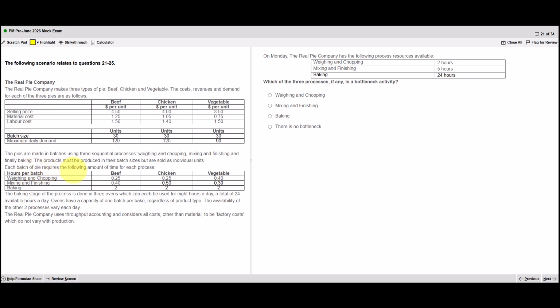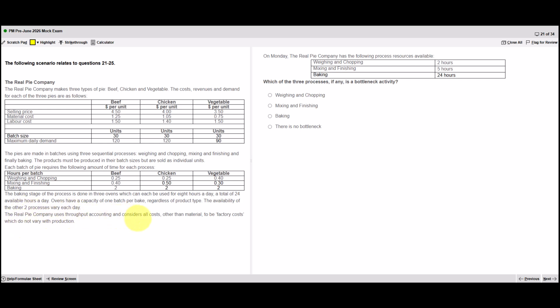Each batch of pie requires the following amounts of time for each process: beef, chicken and veg. The baking stage of the process is done in 3 ovens, which can be used for 8 hours a day. Total of 24 is available, so 8 lots of 3. Ovens have a capacity of 1 batch per bake, regardless of product type. The availability of the other 2 processes varies each day.